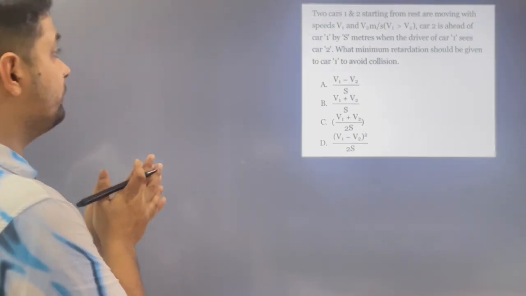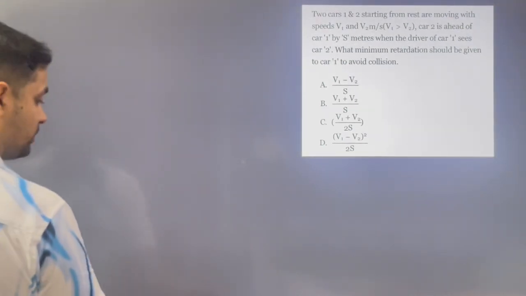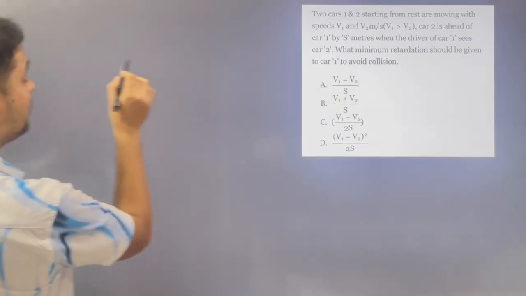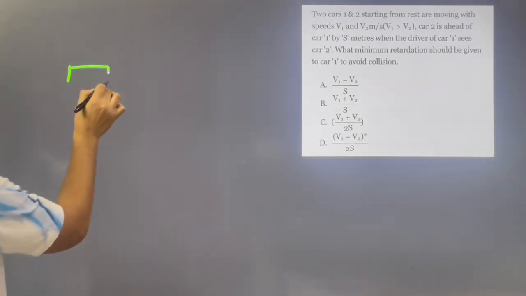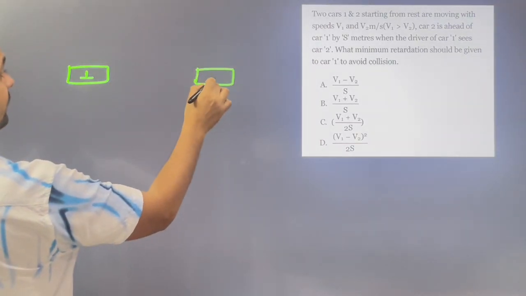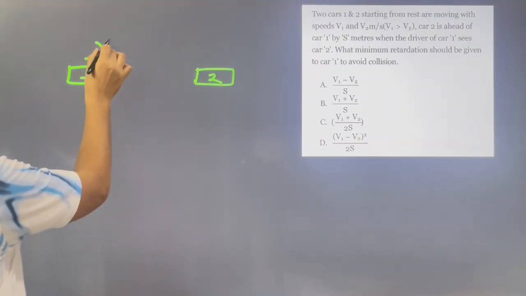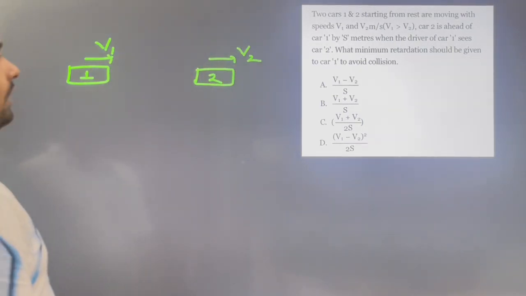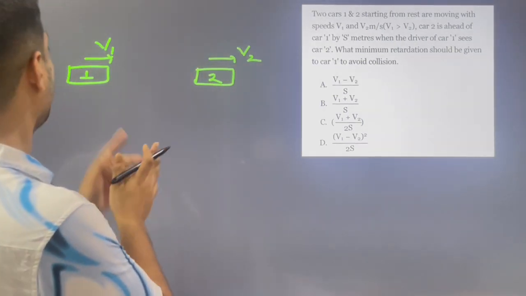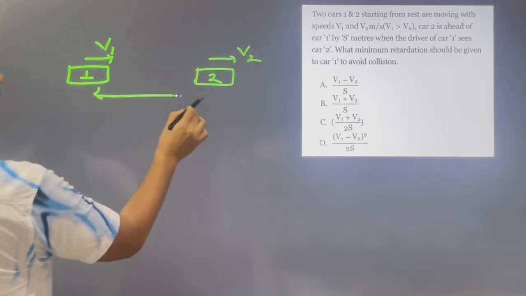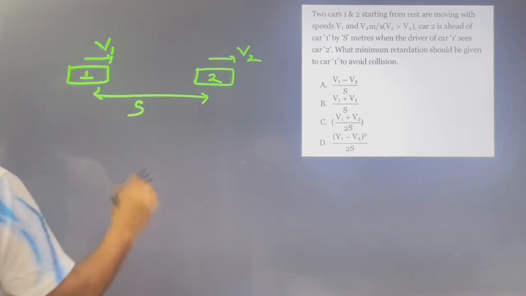So first we will draw this. In this question, car 2 is ahead of car 1. So this is car 1 and car 2 is ahead of car 1. It is moving with v1 speed and the other is moving with v2 speed. Now when the driver of car 1 sees car 2, at that time their relative displacement is s, correct?